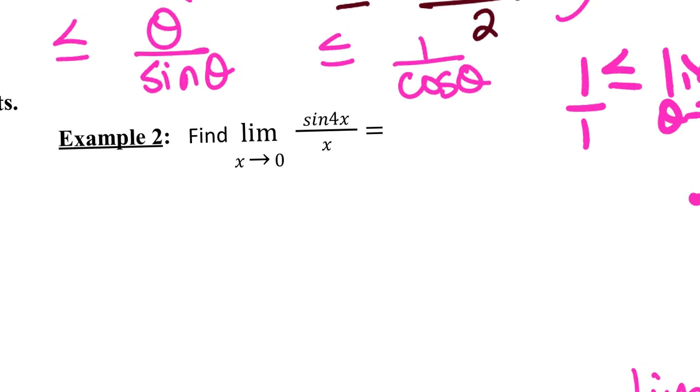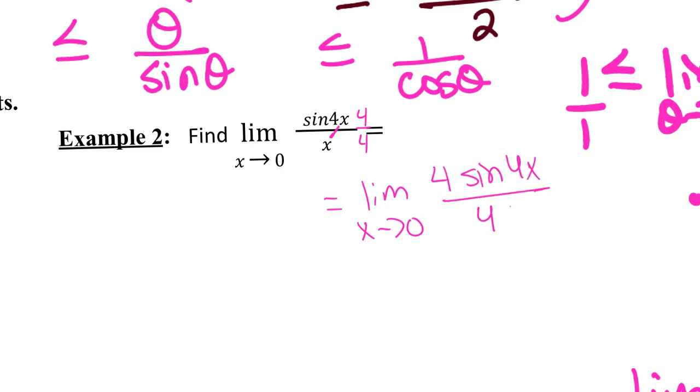What's the 4 going to do? It's got to do this type of stuff. But the catch is these two things have to be the same. So we're going to multiply by 4 over 4. So we're going to do the limit as x goes to 0 of 4 sine 4x over 4x.